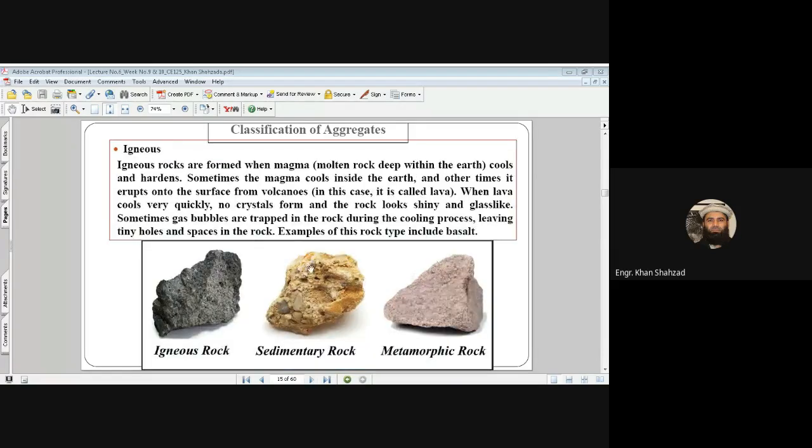The next one is igneous rocks. Igneous rocks are formed when magma, that is the molten rock deep within the earth, cools and hardens. Sometimes the magma cools inside the earth, and other times it erupts onto the surface from volcanoes. In this case, it is called lava. When lava cools very quickly, no crystals are formed and the rock looks shiny and glass-like. Sometimes gas bubbles are also trapped in the rock during the cooling process, leaving tiny holes and spaces inside the rock. An example of this rock type is basalt. Here you can see we have this sedimentary rock, this metamorphic rock, and then this igneous rock.